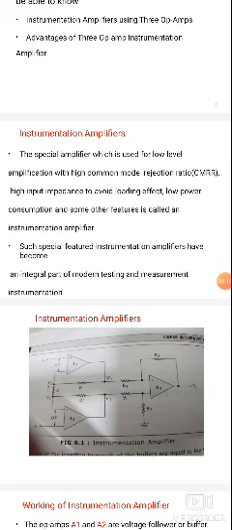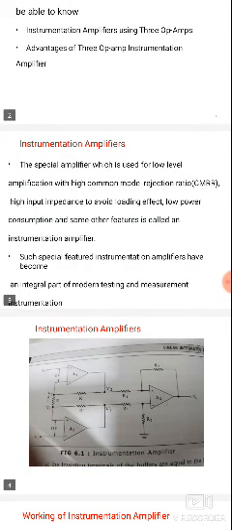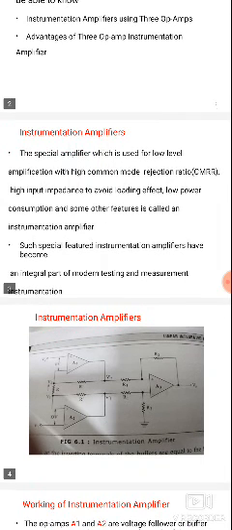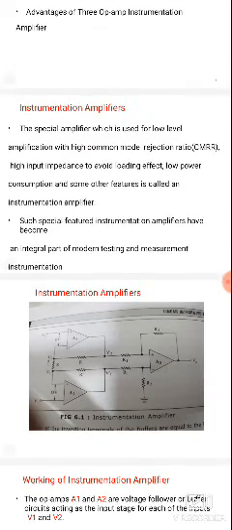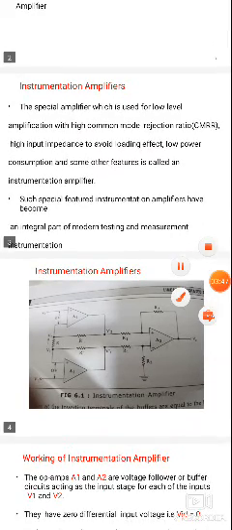These were already completed in previous classes. Today we discuss the instrumentation amplifier using 3 op amps, the 3 op amp block diagram, and the working of the instrumentation amplifier. In the previous class we discussed the definition of the instrumentation amplifier, the differences between the instrumentation amplifier and the op amp, and some applications. Now I am going to explain today's class, the instrumentation amplifier using 3 op amps.